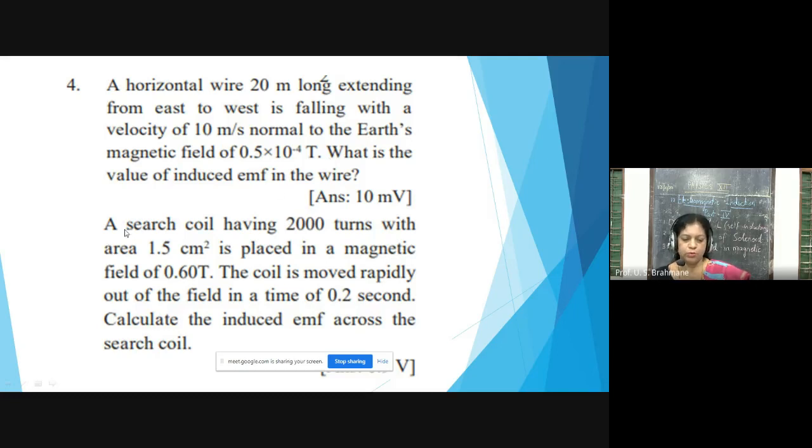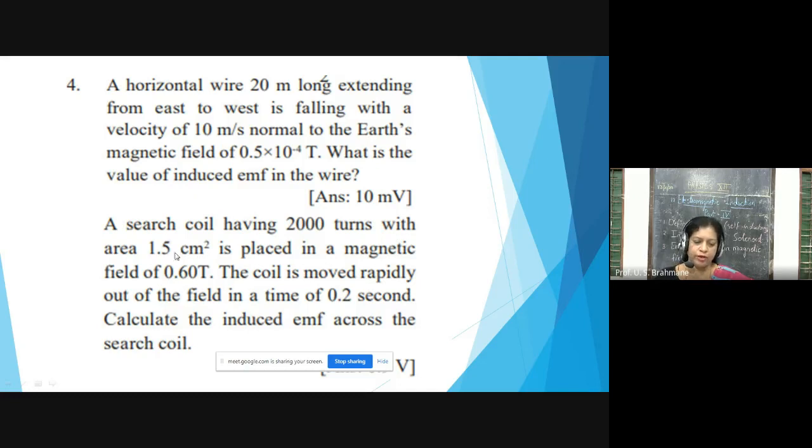This is the second problem. A search coil having 2000 turns with an area of 1.5 centimeters square is placed in a magnetic field of 0.62 Tesla. This is the magnetic field, in Tesla, and this is the area, in centimeters. The coil is moved rapidly out of the field in a time of 0.2 second. Calculate the induced EMF across the search coil.